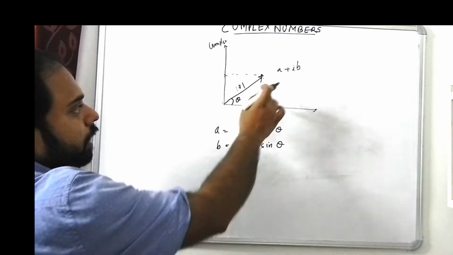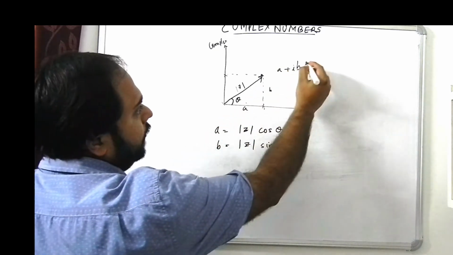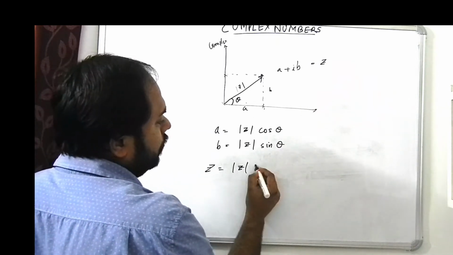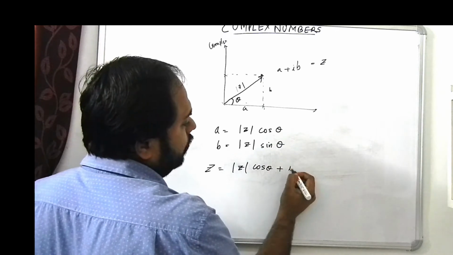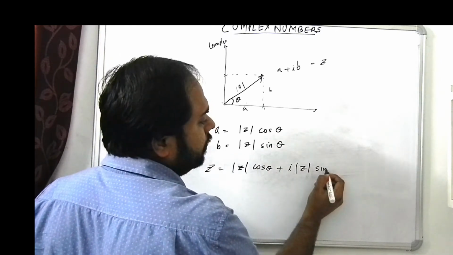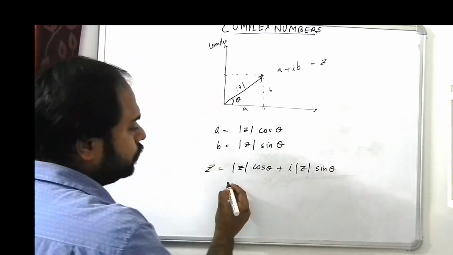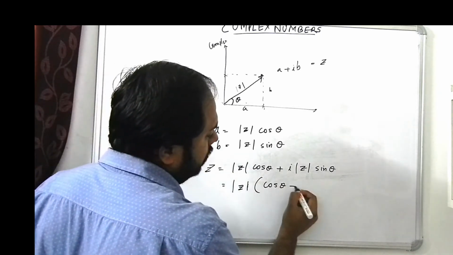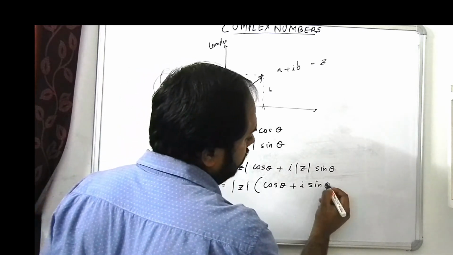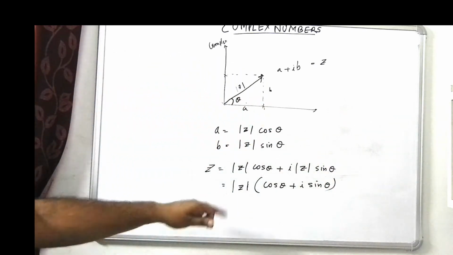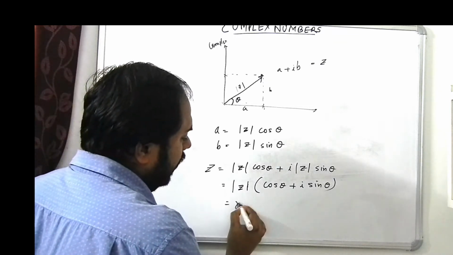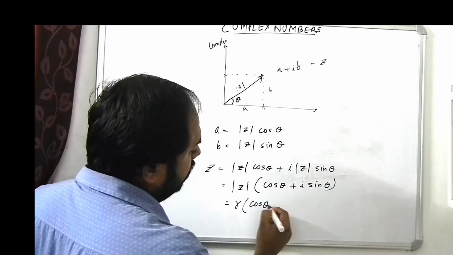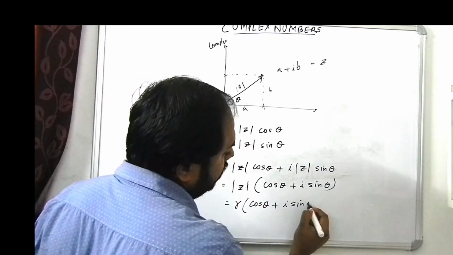Now when I write this complex number z, what I can write is z is equal to modulus of z cos theta plus iota modulus of z sin theta. If I take modulus of z as constant outside, it becomes modulus of z into cos theta plus iota sin theta, and modulus of z we typically write as r. So the general form is z is equal to r into cos theta plus iota sin theta.